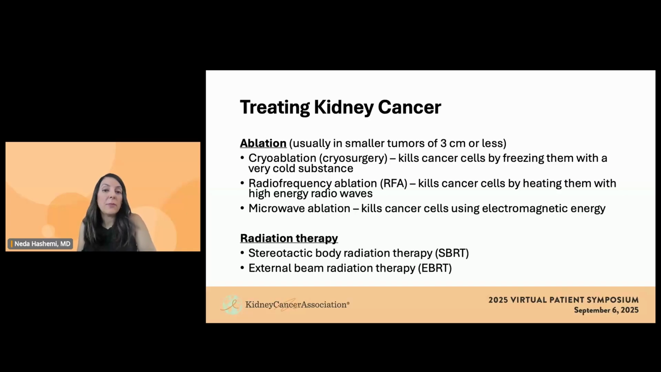And as we mentioned before, we sometimes use radiation therapy. Stereotactic body radiation therapy, or SBRT, is sometimes used for killing smaller tumors. And sometimes in the course of our cancer, we might also use external beam radiation therapy.